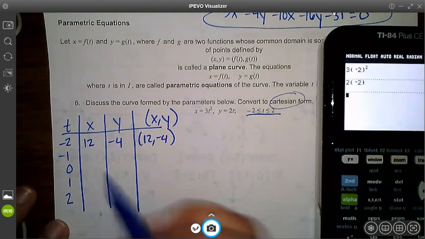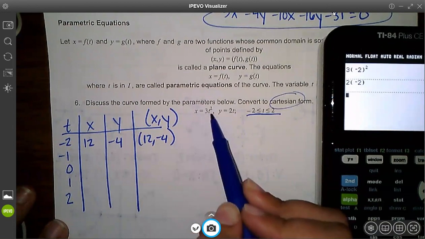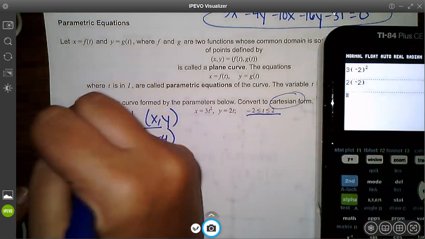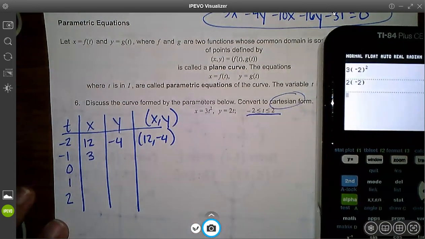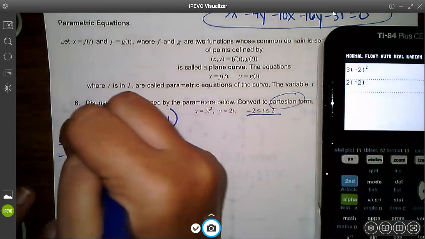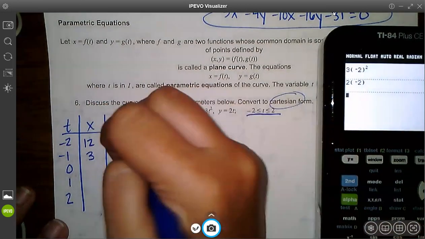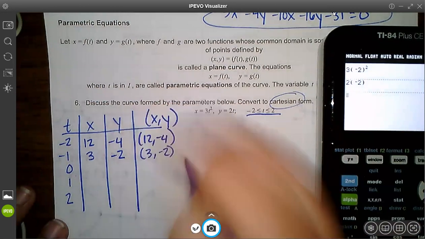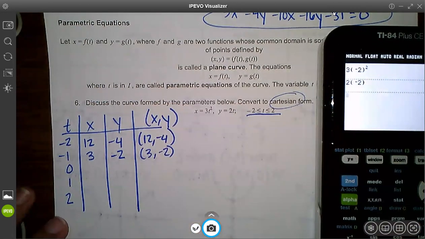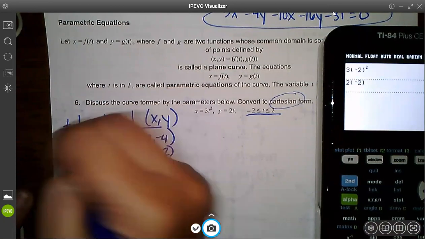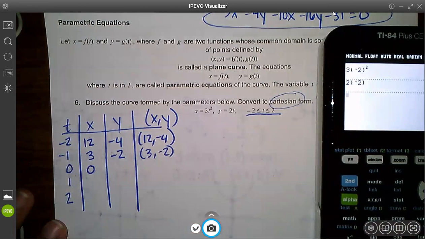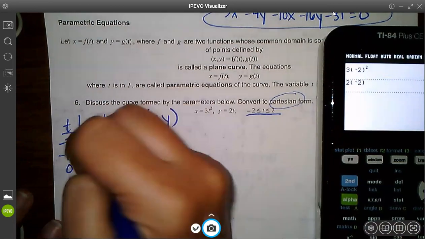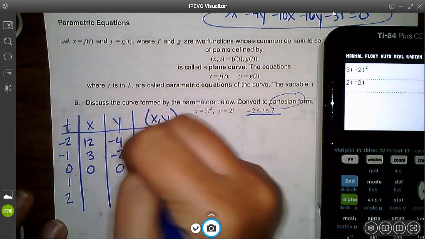Then I'll do the same thing with -1. 3 times -1 squared is 3. -1 times 2 is -2. So this ordered pair is 3, -2. 3 times 0 squared is 0. 2 times 0 is 0. So this ordered pair is 0, 0.